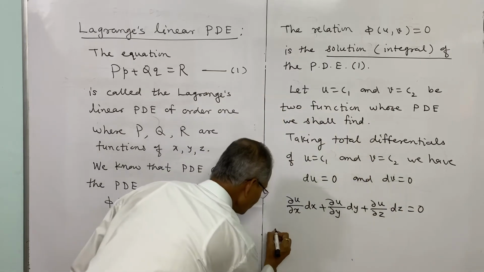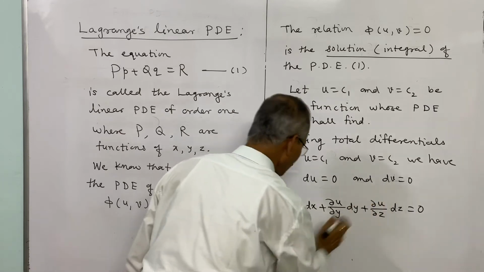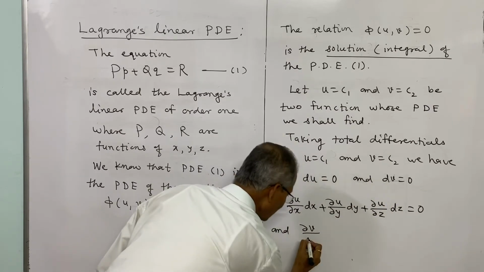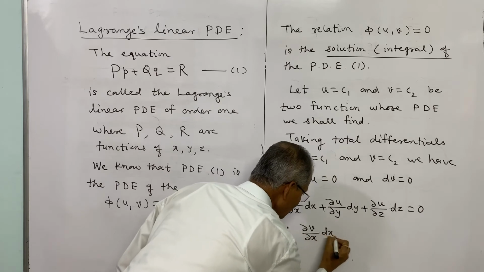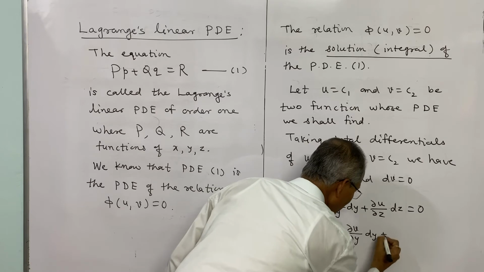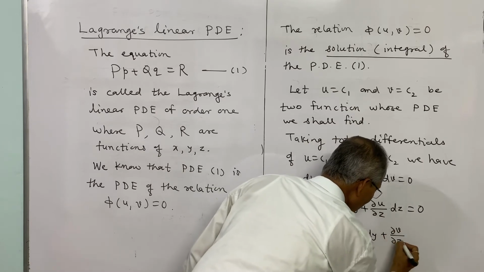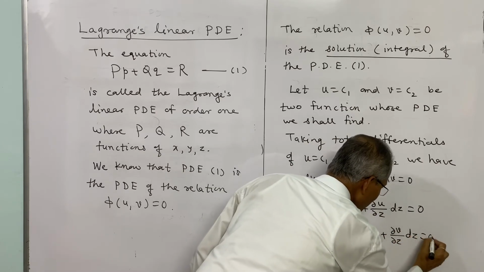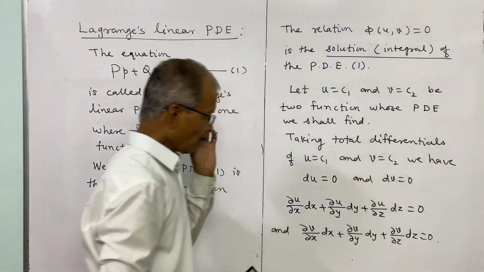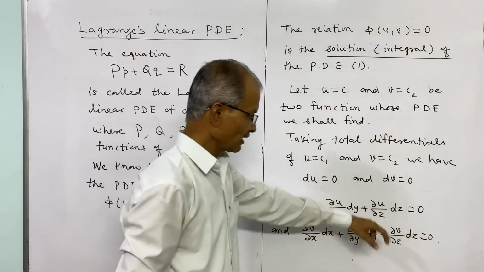And what about dv? dv will be similar to this: dou v by dou x into dx plus the partial derivative of v with respect to y into dy plus the partial derivative of v with respect to z into dz is equal to 0. Now we solve these two equations for dx, dy and dz.